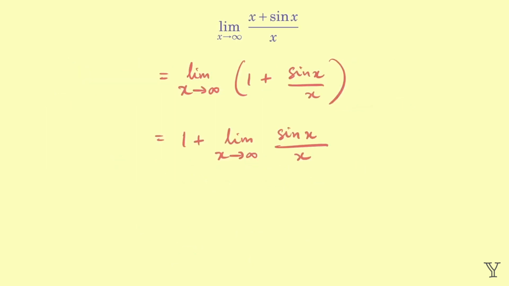Going back to our problem, we can now rewrite this last expression as 1 plus 0, which is equal to 1. We therefore conclude that the limit as x goes to infinity x plus sin x upon x is equal to 1. It is important to note that although the application of L'Hopital's rule told us that this limit does not exist, the limit does in fact exist and is equal to 1.